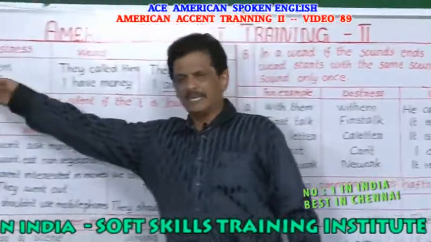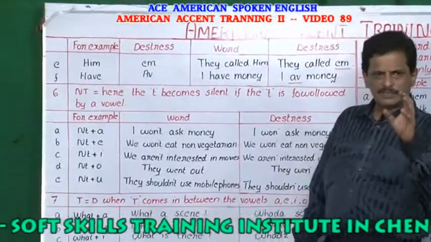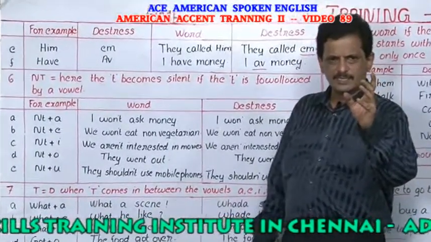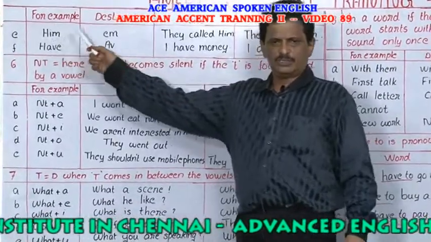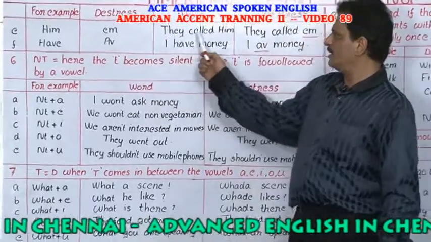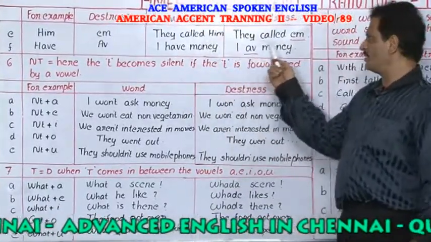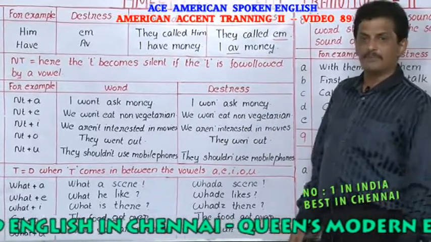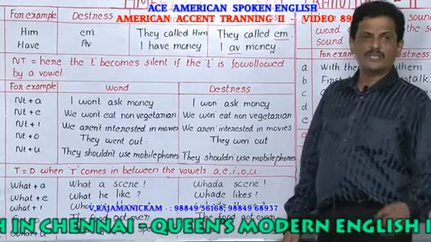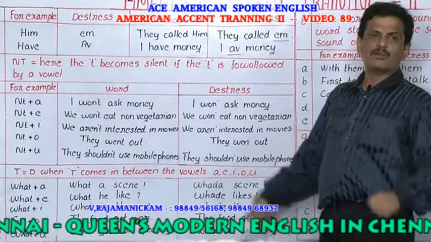For example, him. Words starting with him, her, his, how: you are not stressing the H. Just say him. They called him. How do you say? They called him. No, you are not giving importance to him.